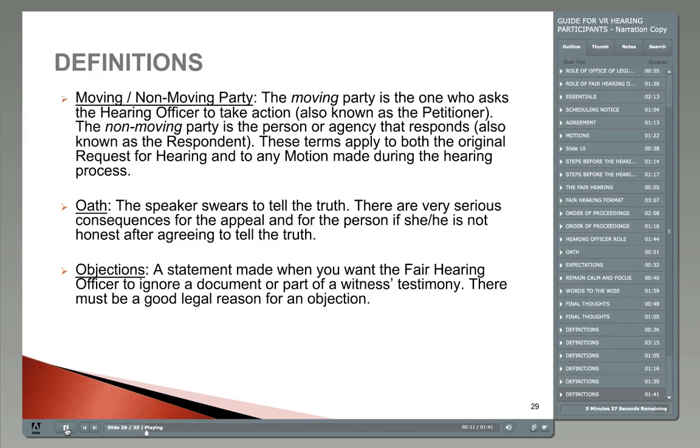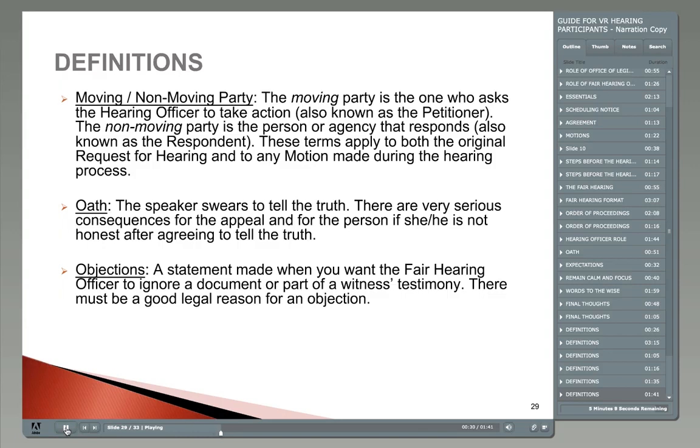Oftentimes that is known as the petitioner. Nine times out of 10, that's the customer or consumer. The non-moving party is the person or agency that responds. Strangely enough, they're also called the respondent. And those terms apply both to the original request for hearing and any motion made during the hearing process.